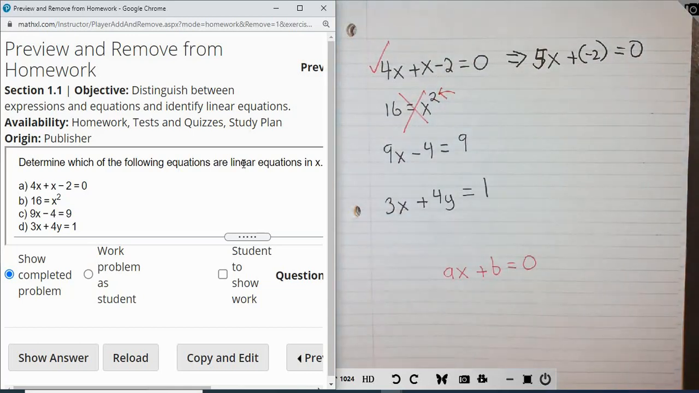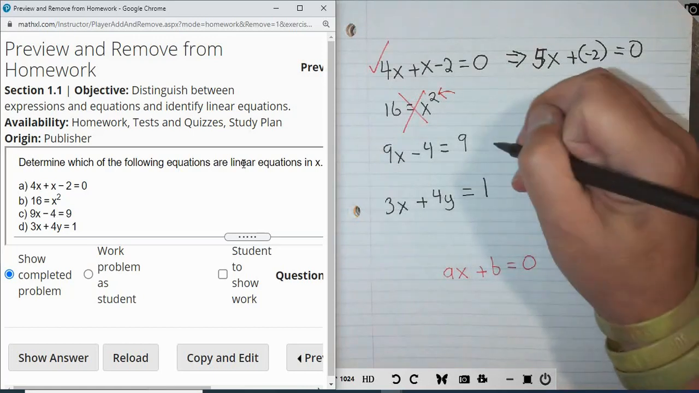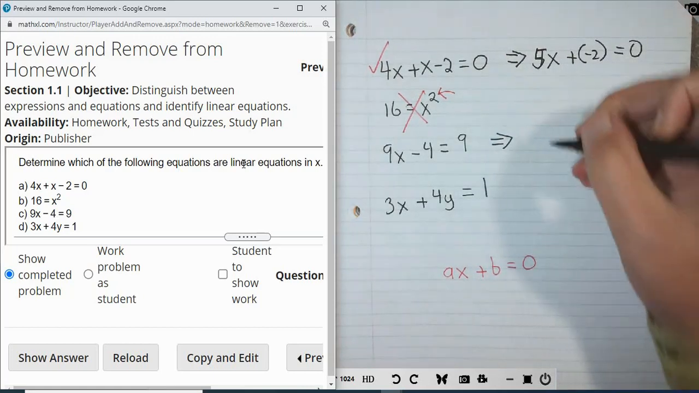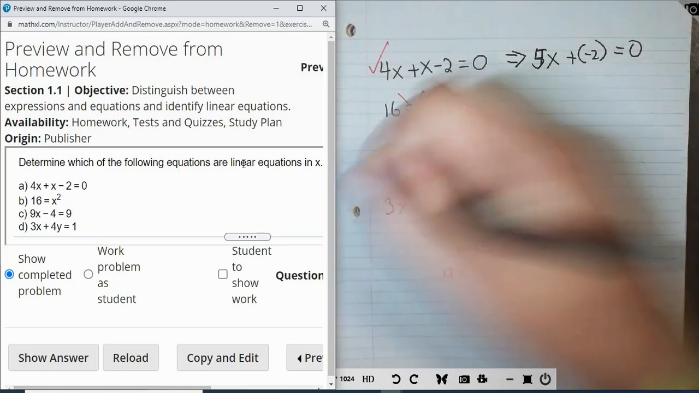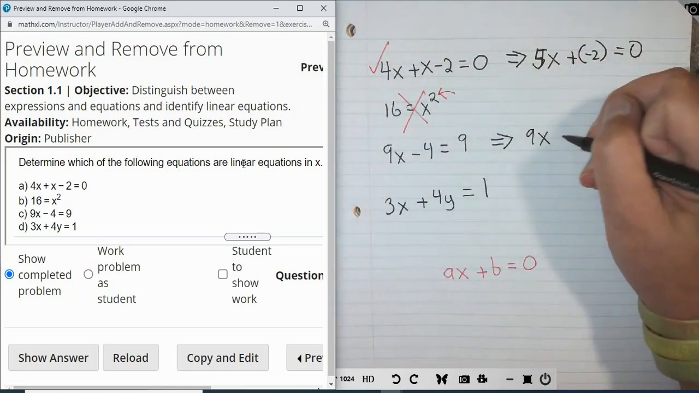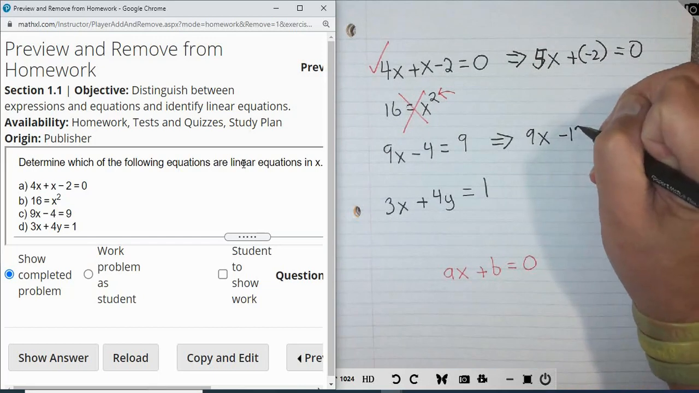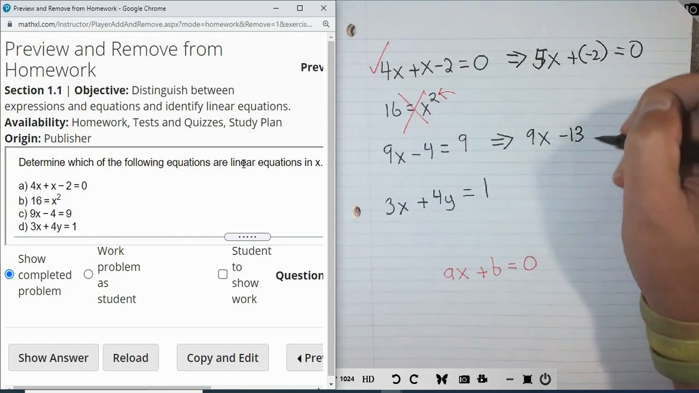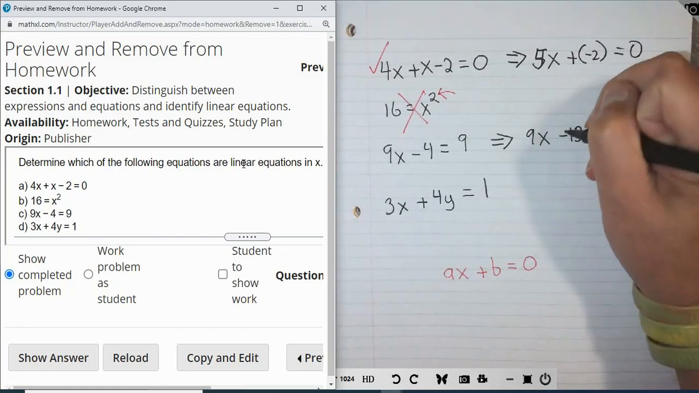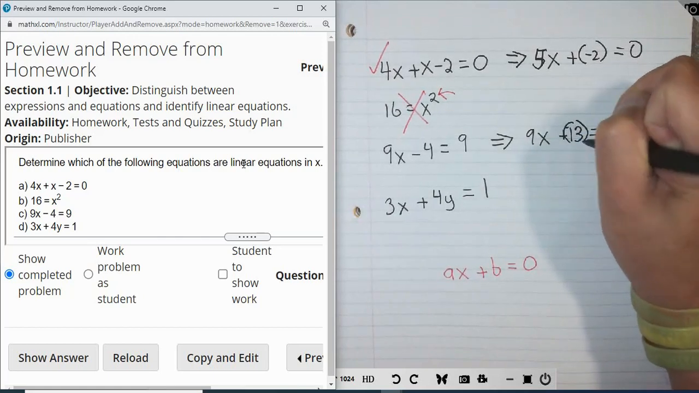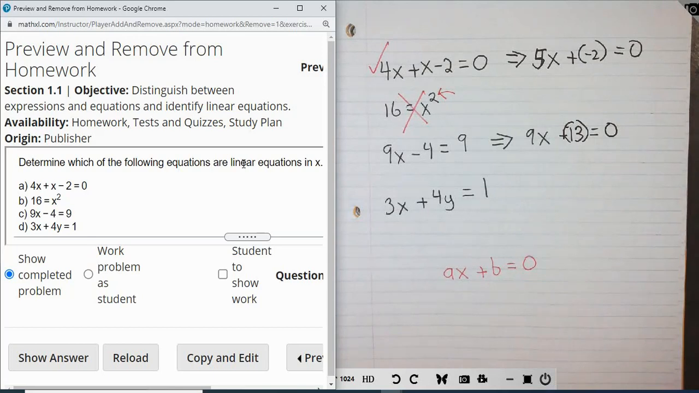Then this other one looks kind of like what we're talking about here: 9x minus 4 equals 9. But we can play around a little bit with this and actually put it in that form. If we subtract the 9 from both sides, we would get 9x minus 13 equals 0. And we could do something like this to make it even further, like that particular example down below, adding a negative basically. So this one is a linear equation.